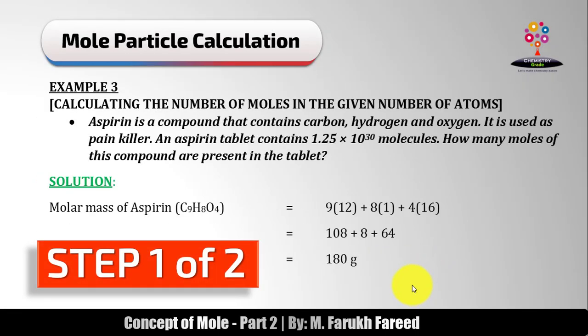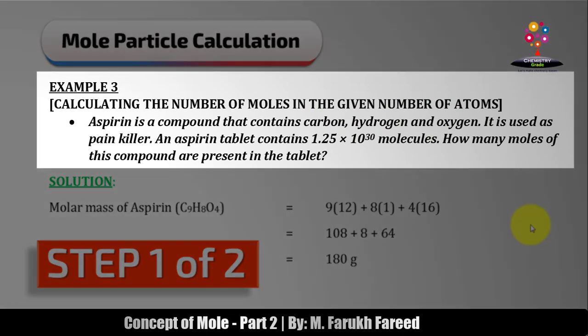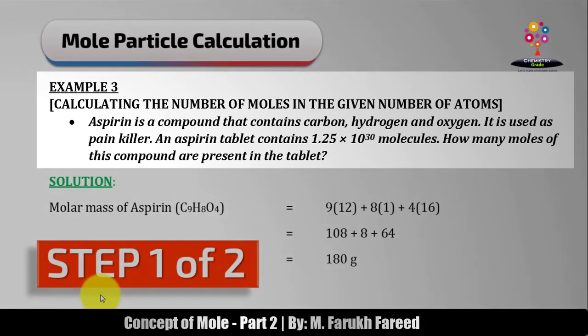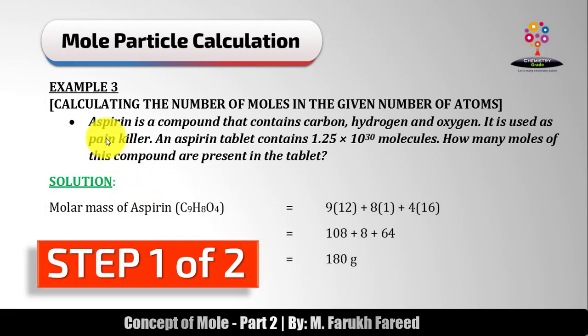Now there is another interesting part for you, calculating the number of moles in the given number of atoms. Now atoms have been given and we have to calculate the moles. So how do we do it? We will do it in 2 steps. This is the step 1 in which we will find its molar mass. But before that, let me read the statement for you. Aspirin is a compound that contains carbon, hydrogen and oxygen. It is used as painkiller.